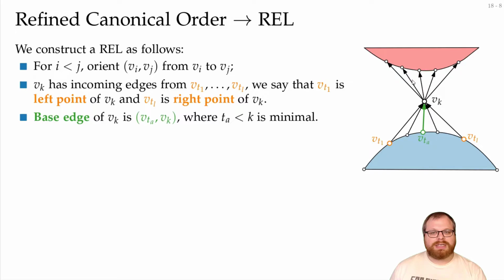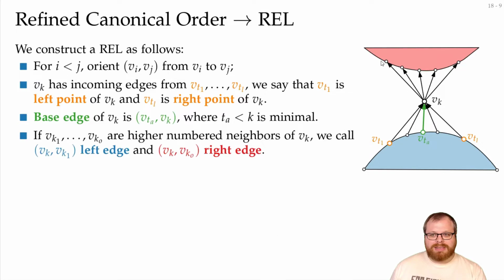Now let's have a look at the outgoing edges. Again, there are 2 important ones, which is the leftmost one and the rightmost one. And that's also how we color those. So this first one between v_k and v_k1 is the left edge, and the rightmost one between v_k and v_ko is the right edge.